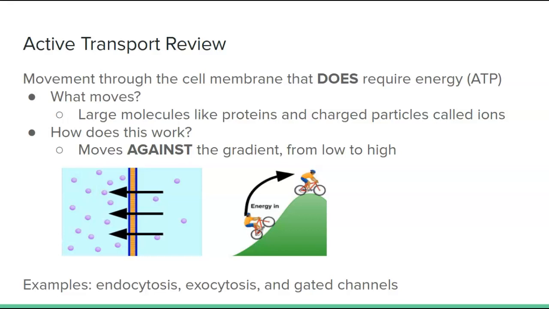So this goes against the gradient from low to high. So this is like going up the hill. You gotta really put some effort in here, okay? Examples of this are endocytosis, exocytosis, and gated channels.